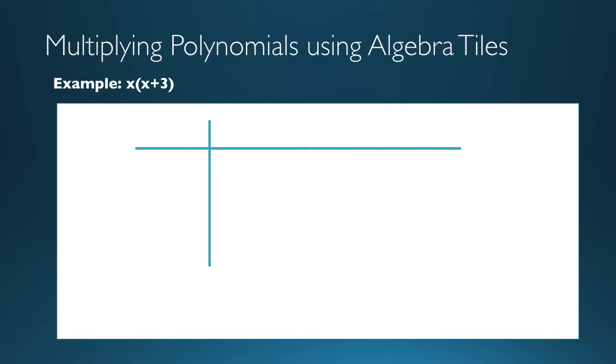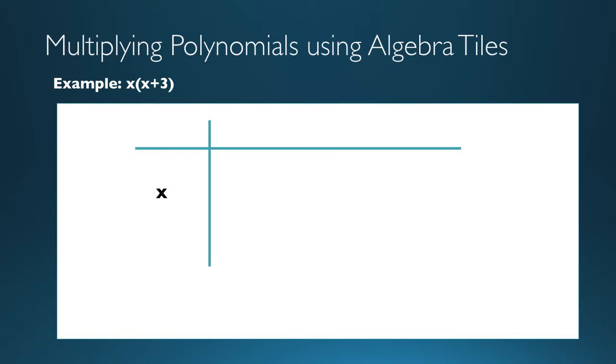So x times x is x squared, and x times 3 is 3x. So our final answer should be x squared plus 3x. But how do we model that with algebra tiles? Well, with multiplication using algebra tiles, we need to create an area example because multiplication is modeling area. So the way we do this is we create a grid with a length and a width.